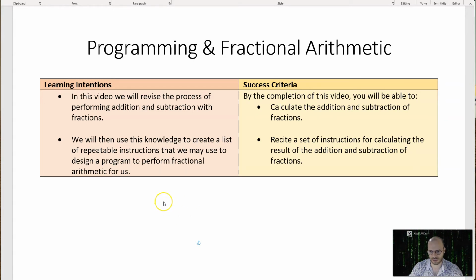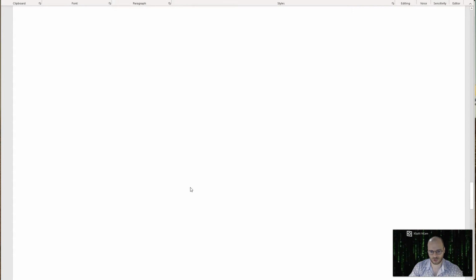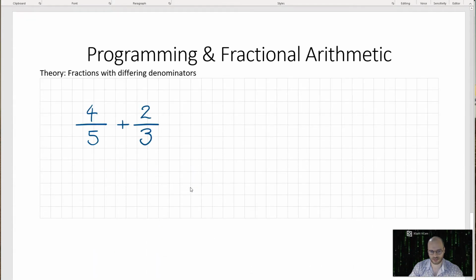By the end of this video, you should be able to calculate the addition and subtraction of fractions. And secondly, you should be able to recite a set of instructions that can be used for calculating the addition and subtraction of fractions. Now, jumping straight into it, we start off with fractions. We're going to have a look at some terminology, and then subsequently, we're going to have a look at how we can actually compute this problem here.